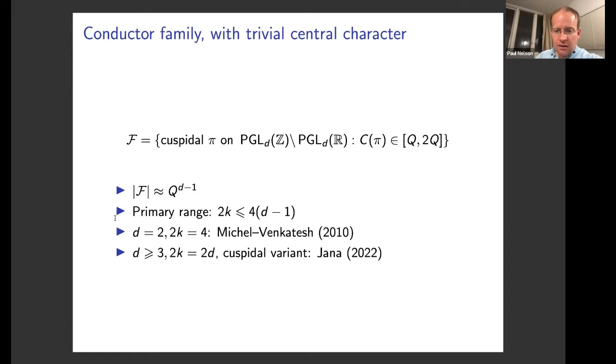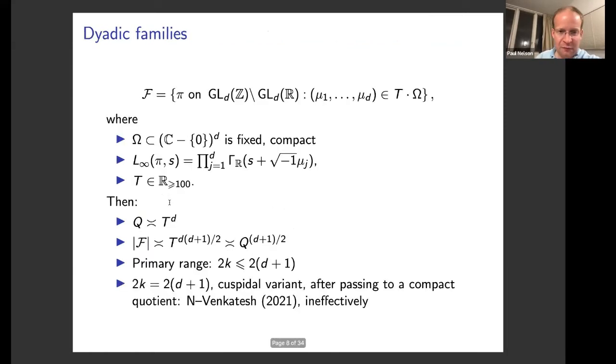Okay, cool. So now we're going to focus further. These conductor families are maybe the most interesting families from the perspective of open cases of the subconvexity problem. But now we're going to focus in on families that we've been able to study a bit better, that are less interesting for those cases, but still relevant for the generic cases that we now understand better. So we'll start with dyadic families.